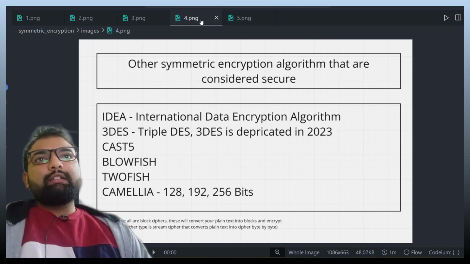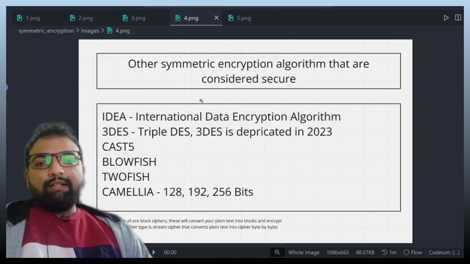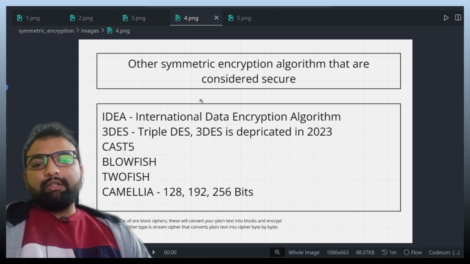Okay, so that's it for understanding symmetric encryption. In the next video, we are going to use AES to encrypt and decrypt our messages.